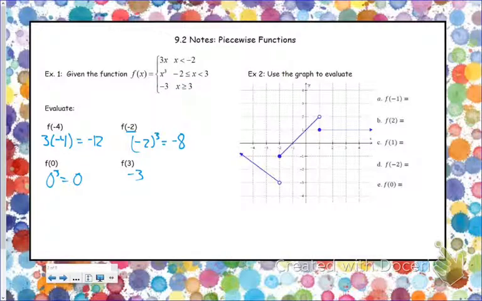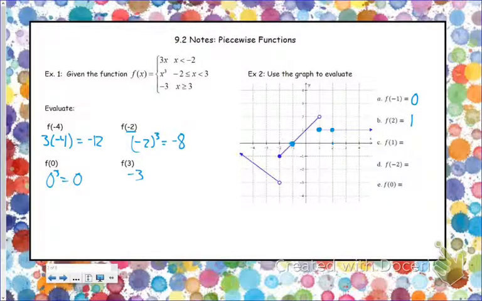All right, so same idea, but we're going to use a graph. So this graph is an example of what a piecewise function looks like. It's one linear function here, it's another linear function here, and it's a constant line over there. So to evaluate f of -1, this is what we did like last class. When x is -1, the y value is 0. f of 2, when x is 2, y is 1. f of 1, when x is 1, y is 1.